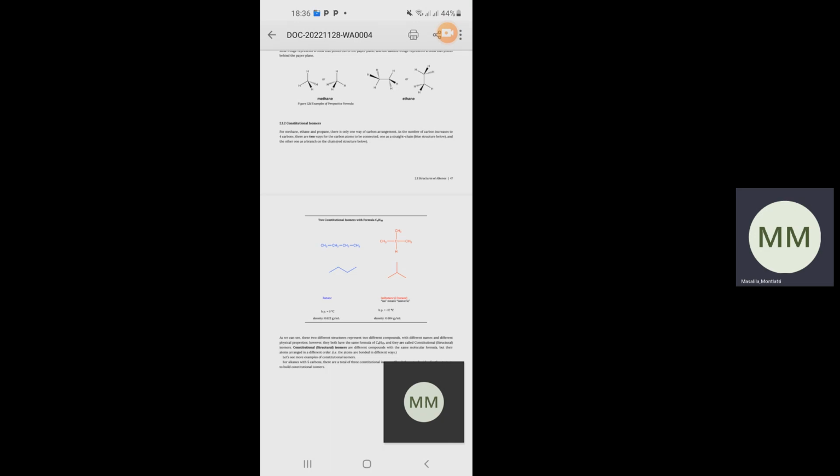You are just interested in the molecules. So when you are just interested in the molecules, that is what you call a molecular formula. A molecular formula is a formula whereby you are just interested in the molecule. But there are different kinds of isomers.